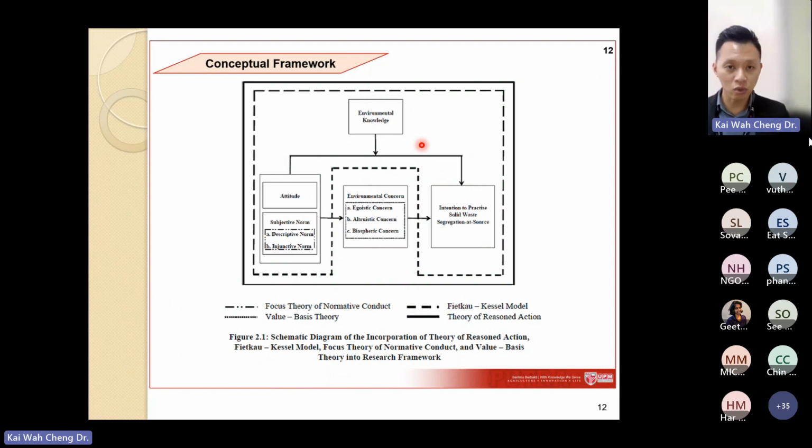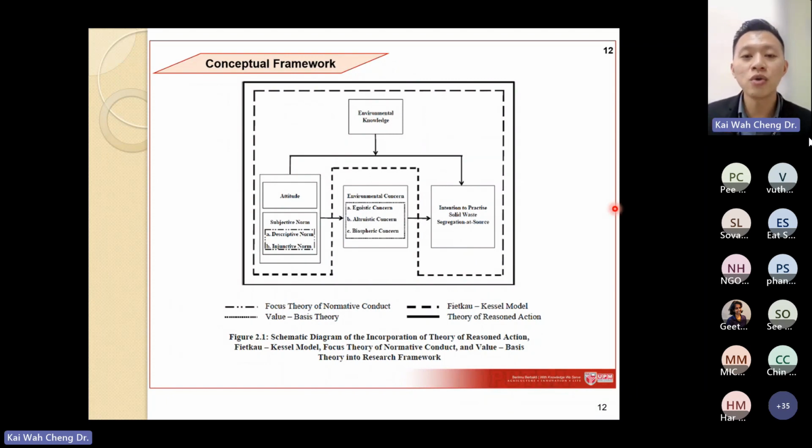If you are a PhD student, you need to make sure your research framework is big enough for you to create the contribution to the body of knowledge. So this is my PhD conceptual framework.